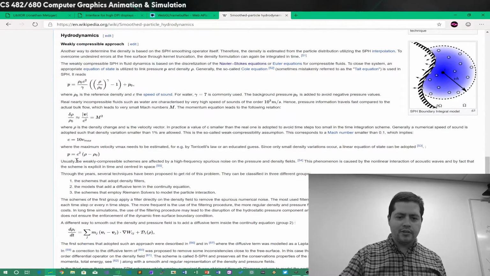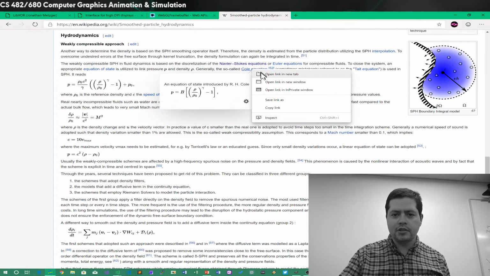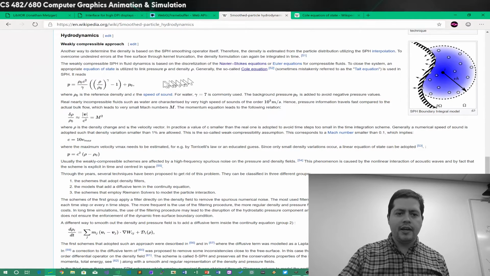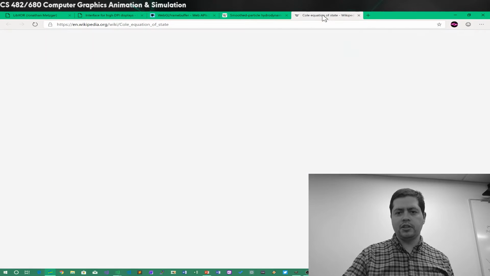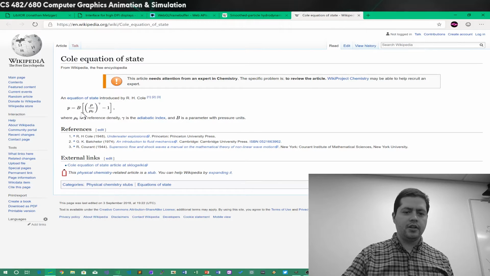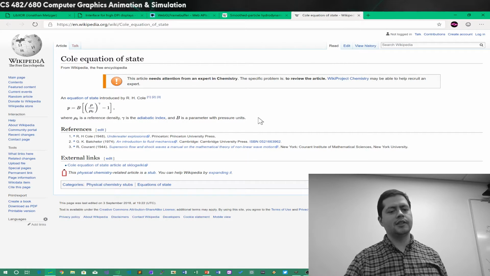So c squared. How is that related? There was the Cole equation here. This is what I was looking for, because this is the equation they mention in the book, where you have rho naught times c squared over gamma, times rho over rho naught to the gamma minus 1, plus the initial pressure. Rho naught is the reference density, c is the speed of sound. I looked at the Cole equation and thought, oh, okay, that doesn't tell me anything. That's B.